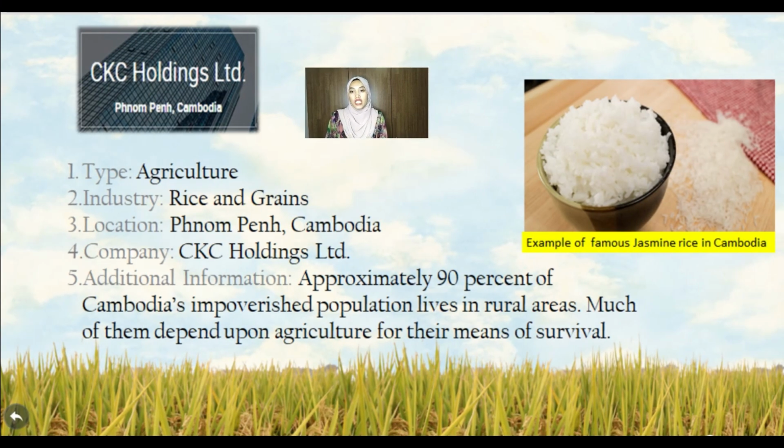CKC Holdings was established and officially registered in Cambodia in 2004 and is located in Phnom Penh, Cambodia. CKC has conducted its activities in various business fields, including export of Cambodian rice and agricultural products. Rice makes up half of Cambodia's agricultural GDP. This country is also one of the top 10 rice exporters in the world, which exported 620,000 tons in 2009. Approximately 19% of Cambodia's population live in rural areas. Much of them are dependent upon agriculture to help them survive.